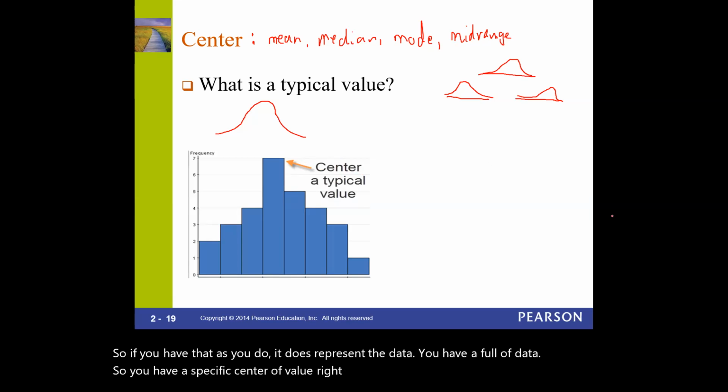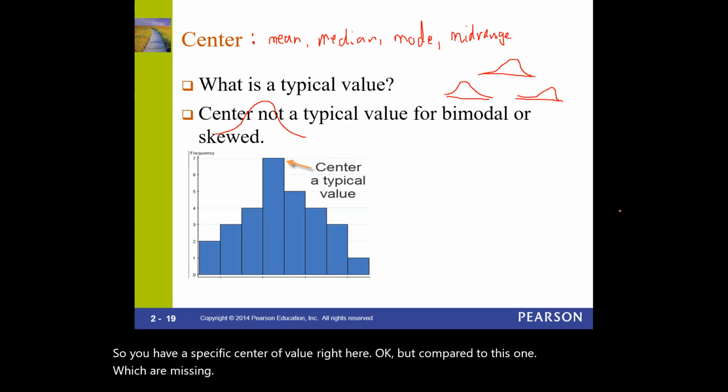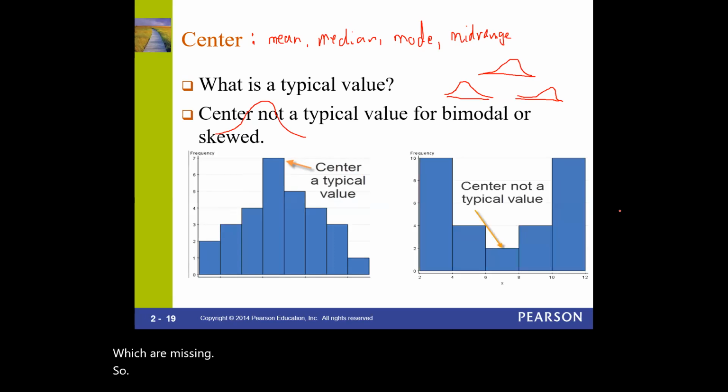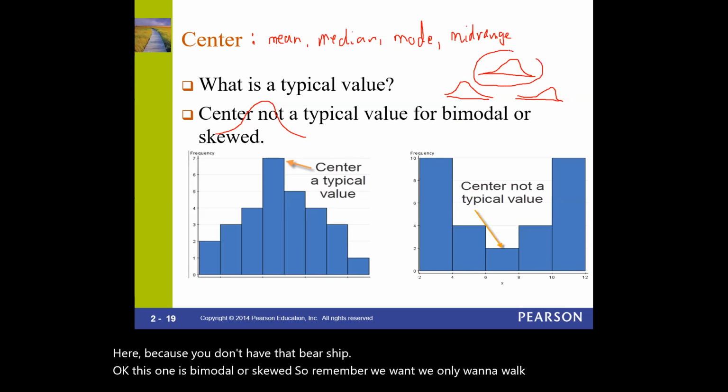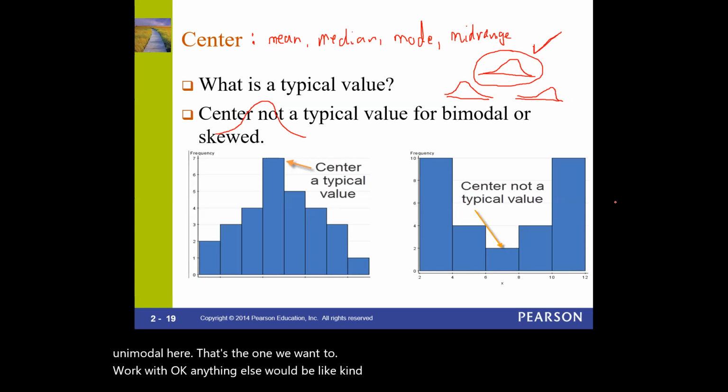Compared to this one right here, let me put the graph for you. Here, we cannot say we have a typical value because you don't have that bell shape. This one is bimodal or skewed. So remember, we only want to work with the unimodal. That's the one we want to work with. Anything else would not really be a good idea.